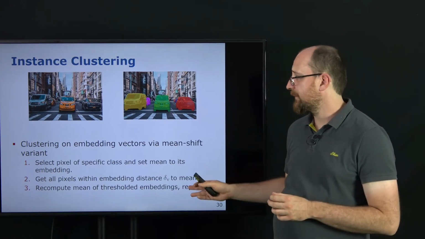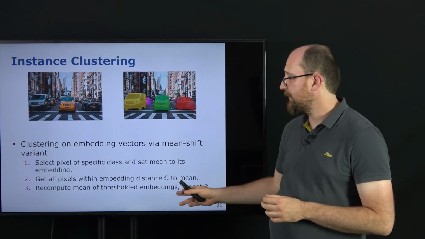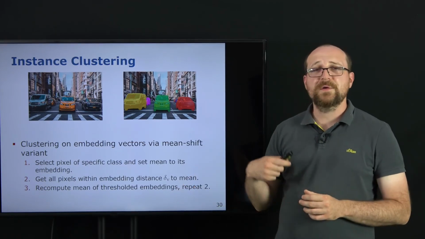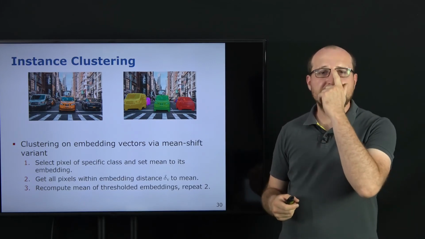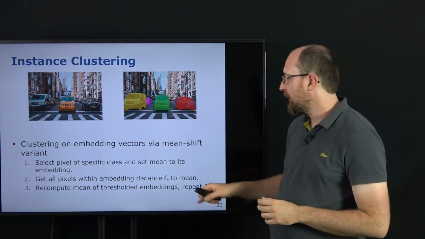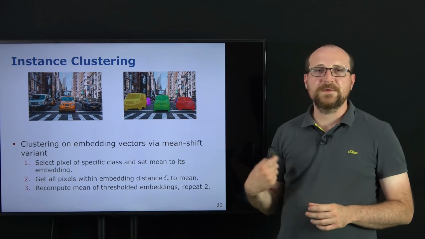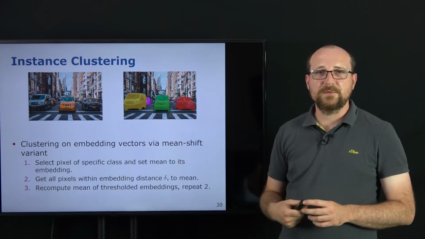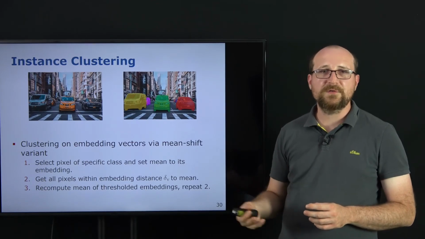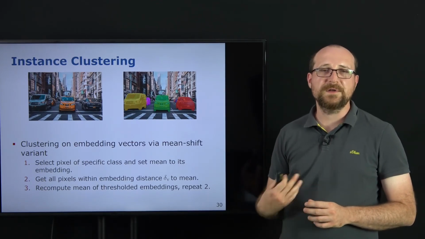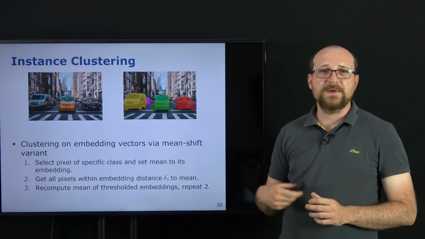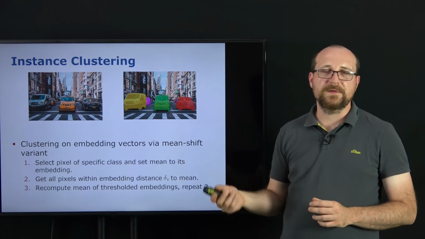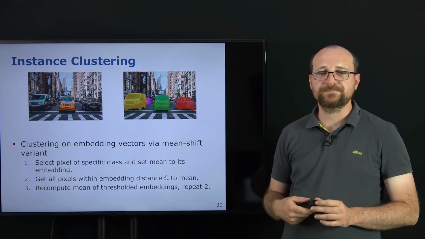So that means in the last step, we are recomputing the mean, and then we are getting back to step 2, where we are determining all pixels that are closer than delta v to the mean, and then we are assigning these to the specific cluster. By using this procedure, we iterate until the mean doesn't change anymore. Then we have found one instance, and we do the same for the other instances or classes in the end.